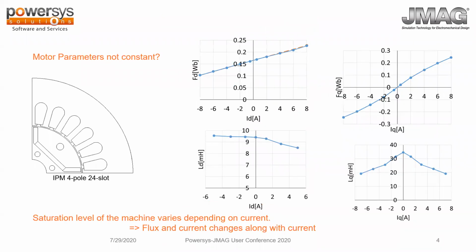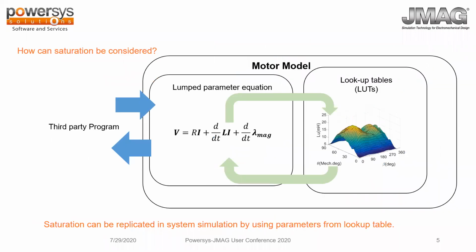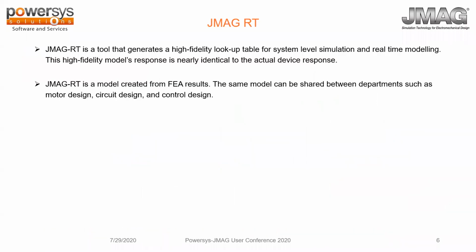Now, why are these motor parameters not constant? It's because as current is changing, the saturation level of the machine is varied. As you can see on the graphs, it describes why motor parameters are not constant. Now, how can this saturation be considered? Saturation can be replicated in a system simulation by using parameters from a lookup table. So we can create a lookup table which encapsulates all these saturations, and that could be available to use in system simulations. Now, how do we generate these lookup tables?